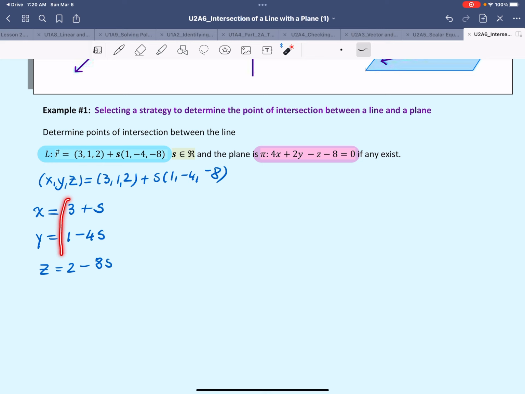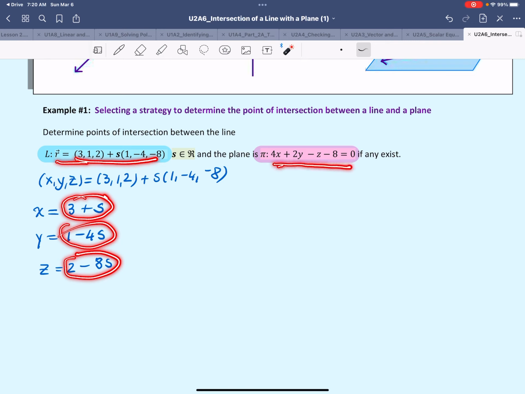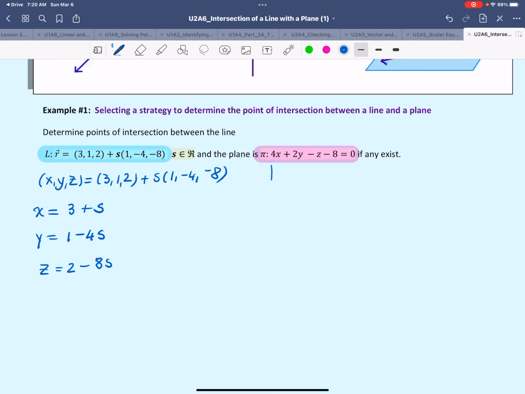Now, if the coordinates of a point from this line satisfy the scalar equation of this plane, it means that there is a point of intersection. Now, how can we tell that there will be a common point algebraically? We're going to substitute the x, y, and z coordinates of this ordinary point on the line into the equation. And this is what we're about to see.